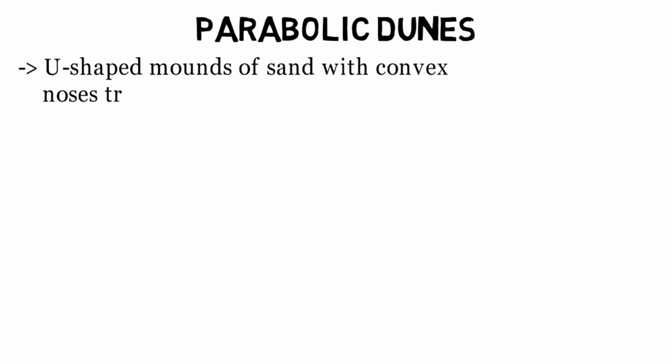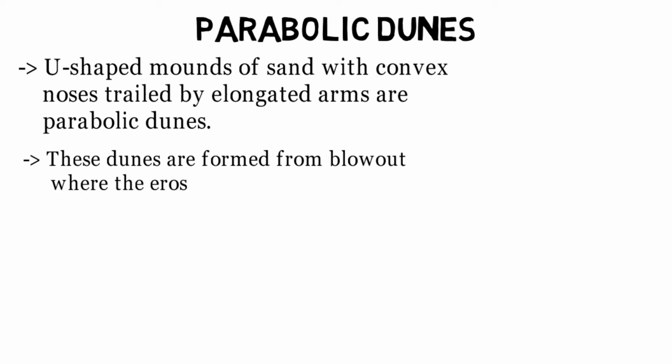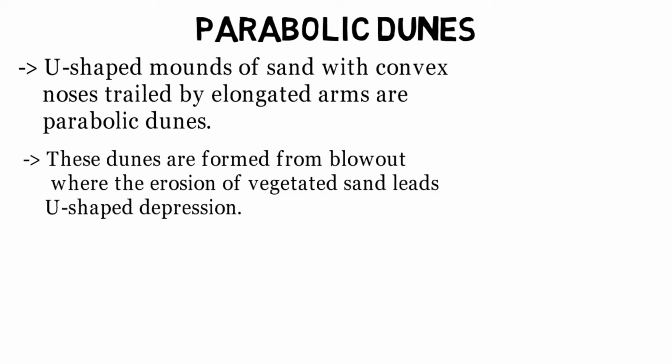Parabolic dunes. U-shaped mounds of sand with convex noses trailed by elongated arms are parabolic dunes. These dunes are formed from blowout dunes where the erosion of vegetated sand leads to a U-shaped depression. Unlike barchan-shaped dunes, their crests point upwind.